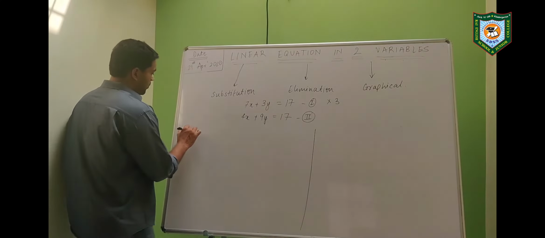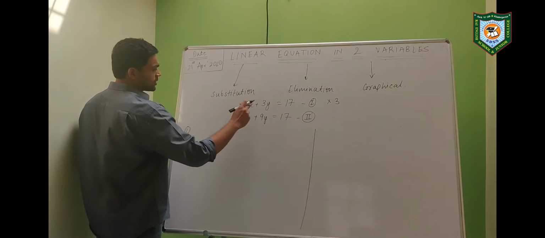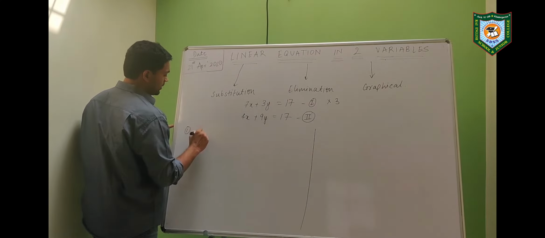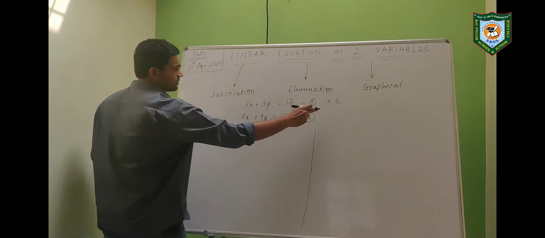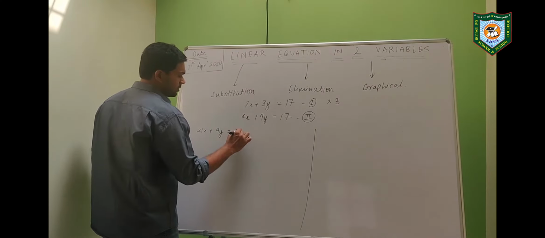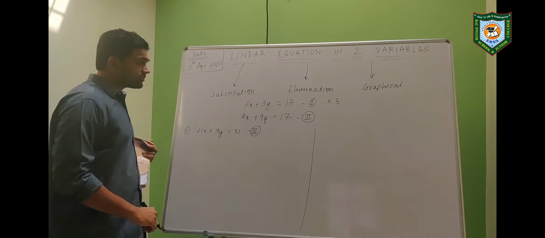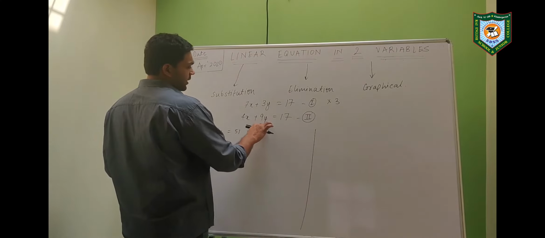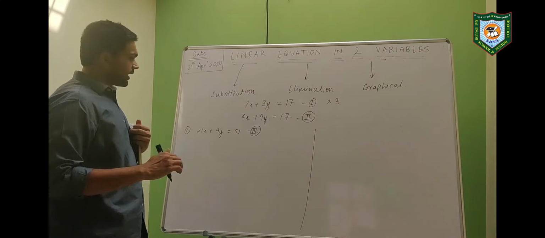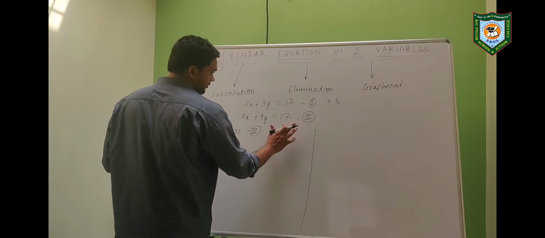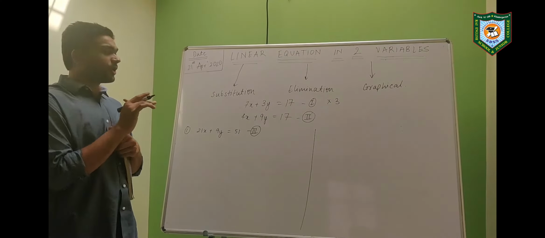So let's see. Step 1 is I'm going to multiply equation number 1 with 3, and I'll get a new equation. 3 into 7 is 21x plus 3 into 3y is 9y, and 3 into 17 is 51. So now this is my new equation, equation number 3. Now I have equation 2, 4x + 9y = 17. So now I have 9y and 9y here. Now what I can do is, obviously, I can subtract 3 from 2, or 2 from 3. It does not matter which sequence you choose. All that matters is that you have to subtract.